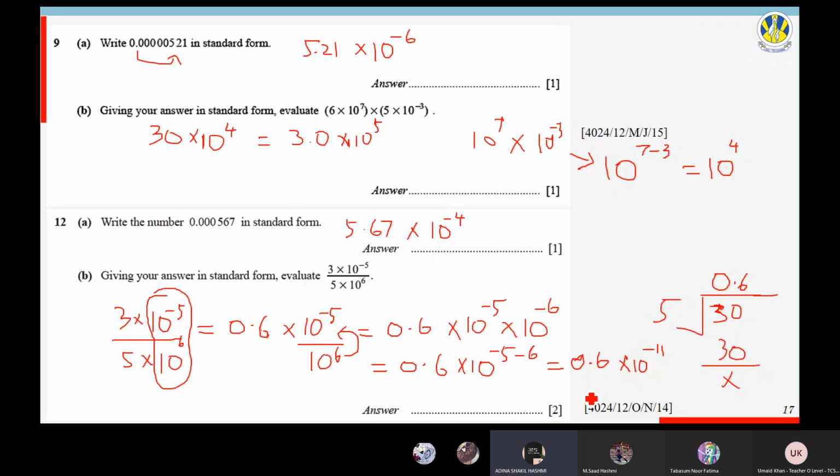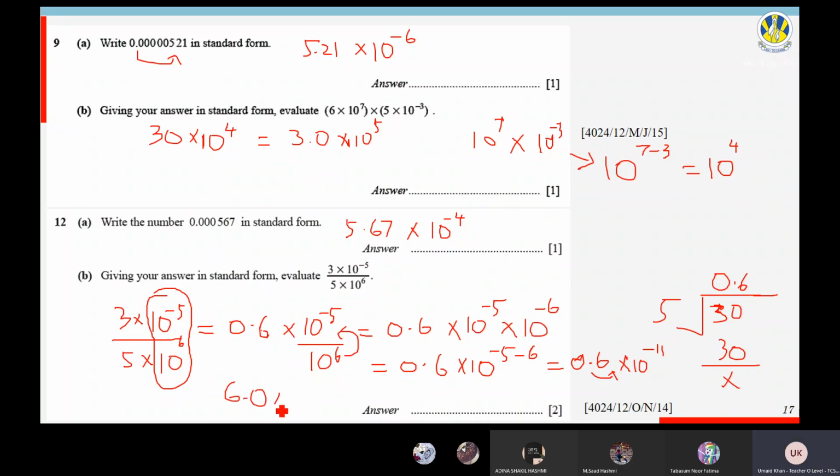Yes, sir, because it is already in standard form. No. Recall the definition of standard form. Sir, it's 0.6. Oh yes, yes, sir. The number cannot be less than 1. Remember, in standard form, the number has to be higher than or equal to 1 and less than 10. So you have to move this decimal to the right one place.